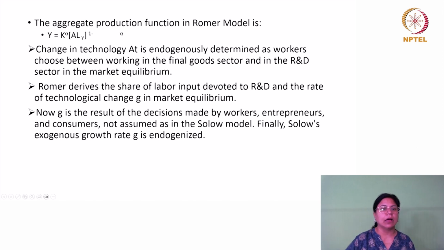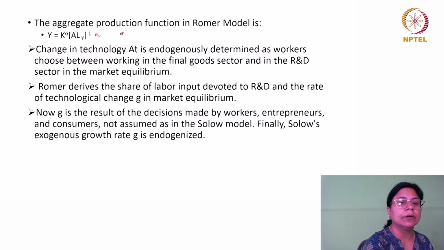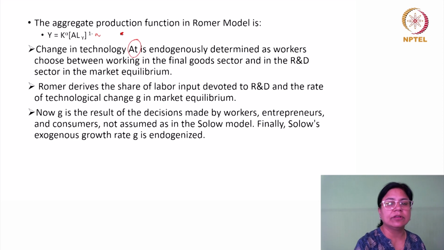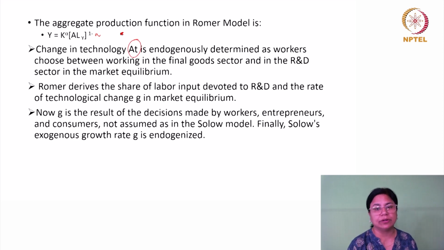There you find, and this is how the final model looks. Here this alpha will be here, not here. And here you see that this particular A_t, the change in technology, is now being determined endogenously. And how is it being determined endogenously? It is determined on the basis of the number of workers working there, right? That means at some level there is going to be a distribution between the workers employed in the R&D sector vis-a-vis the final good sector. If more people are now engaged in the R&D sector, clearly more ideas will be generated.